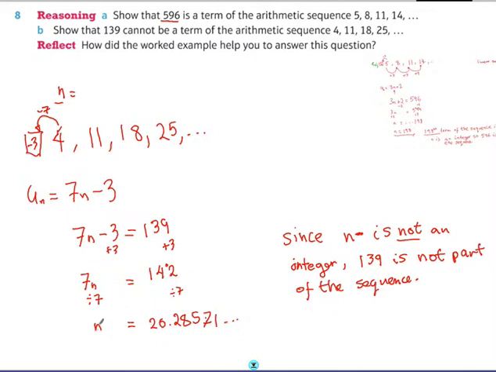Because remember, n is a description of the position of a term within a sequence, and you cannot have the 20.2857th position in a race. You can either become first, second, third, fourth, fifth, sixth, and so on. You must have a whole number. And this concludes our solution to question 8b.